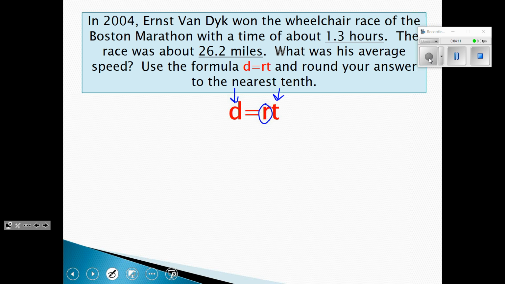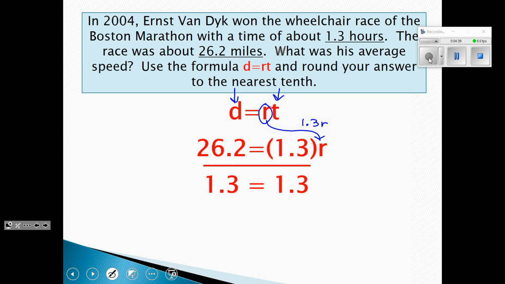So the distance was 26 2/10 miles, and the time was 1 3/10 hours. So I plugged them in, and the only thing I did is I just went ahead and moved the variable to the end, because typically we write the coefficient. When we have a number and a variable, you write the number first. We call that a coefficient. So we have 1 3/10 times R on the right side, and now we just divide both sides by 1 3/10, and you can come up with the rate. This symbol right here means approximately. That means that this number is rounded.